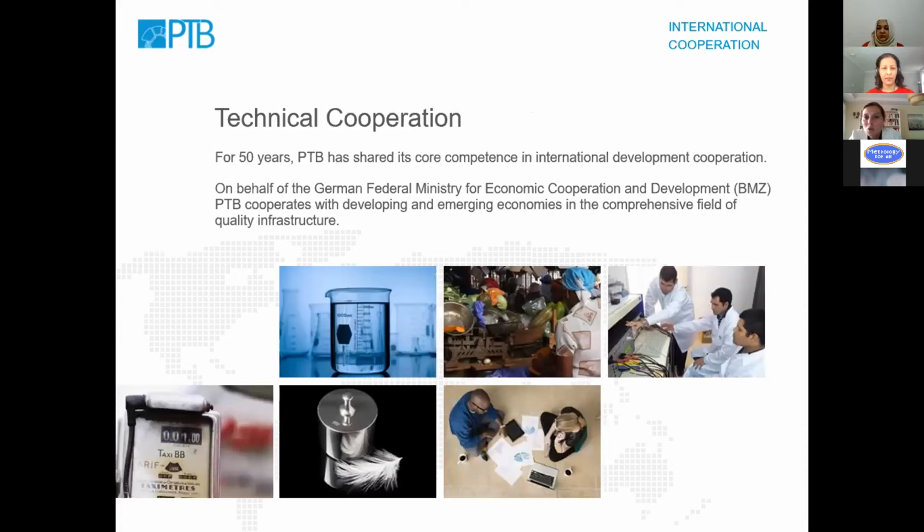PTB also has a wing that deals with international development cooperation, already for around 50 years. We do that on behalf of our Ministry of Economic Cooperation and Development, we call it BMZ. Here we cooperate with developing and emerging countries, especially in the field of quality infrastructure. So it's not only related to metrology, but to the broad field of QI. That also involves other aspects.